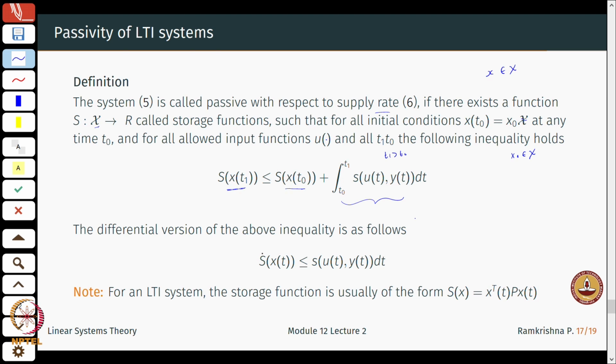Now, I can just write a slightly better looking differential version of this one, right. So, that S dot is less than or equal to the supply rate. And for the LTI systems, this is just simply quadratic. The storage function is just of the form x transpose Px, very similar to the Lyapunov function, and it actually has a very direct consequence to the Lyapunov thing.